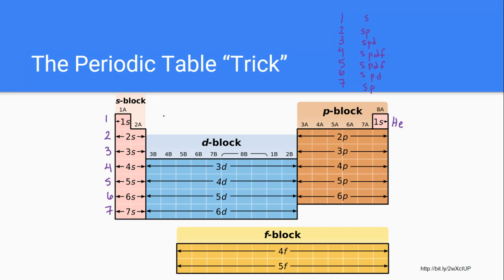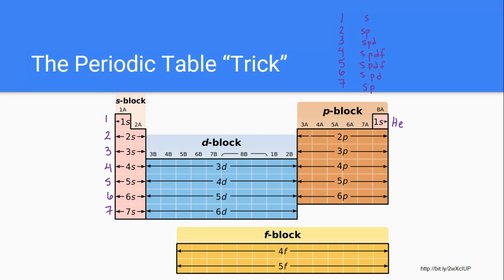It's in the first row, so it's got to start with 1. It's not 1P, it's 1S. That's just something that you're going to have to know. This one starts with 2P because that's the first place you have a P, in the second energy level. So this is row 2. We go straight across right here. It's still in row 2.